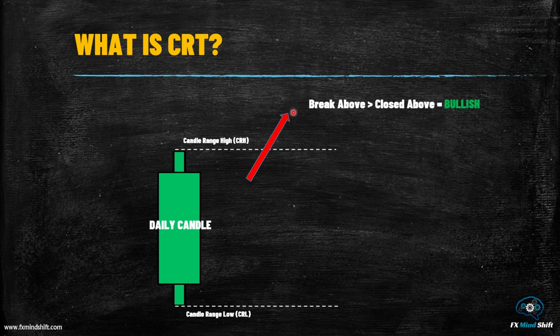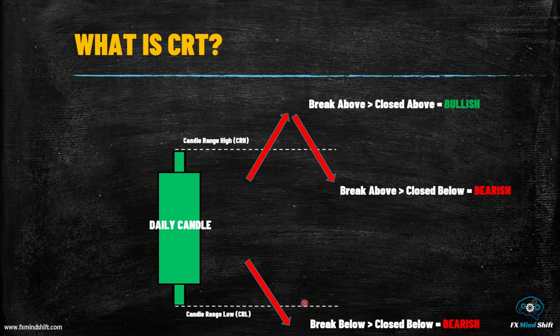However, if we break above but then close below, as in closing back inside the high and inside the range, then that's going to give us a bearish bias. Now on the bottom end, if we break out below the low and we close below the low, that's going to give us a bearish bias. But if we break below and close back inside the range, that's going to be bullish. That might be confusing, but we're going to take a look at each of these conditions one by one so you know exactly what you're looking for and how to determine the bias in each of these scenarios.